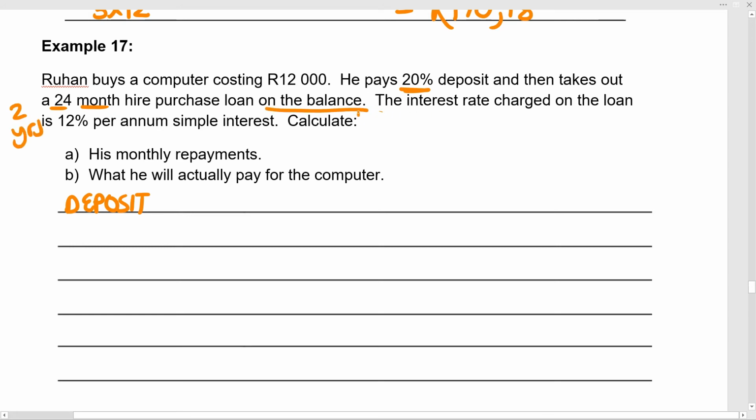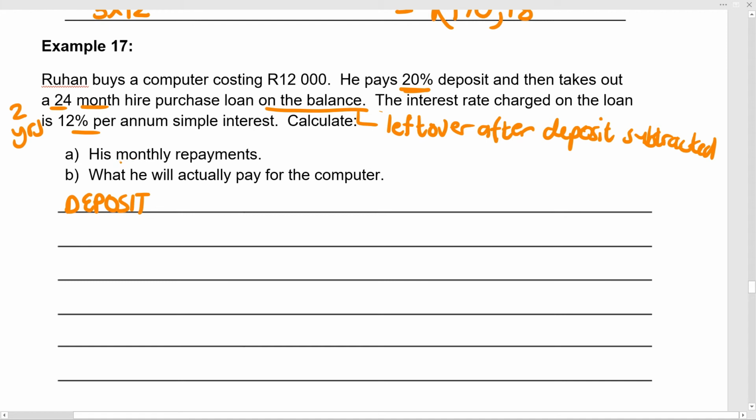The word balance means left over after the deposit, in this case it's the deposit, has been subtracted. But balance always just means what's left over after stuff has been added or subtracted. Okay. The interest rate charged on the loan is 12% per annum simple interest, and now we've got to calculate some things. Okay, what are his monthly repayments?